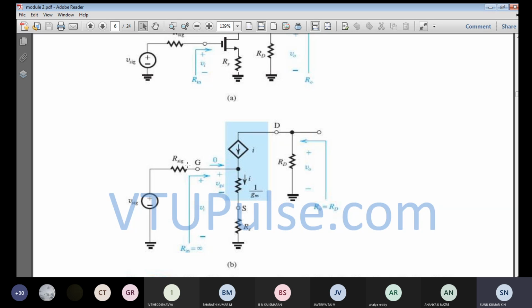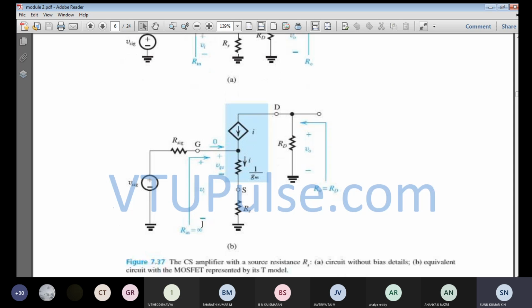What is the input side? Gate terminal. So if we look from the input side, what is the resistance offered? Since the gate current itself is zero, there is no current flowing across the gate. So obviously the input resistance will be equal to infinity. Okay, so there is no change between the previous analysis and this analysis. So Rin will be equal to infinity.